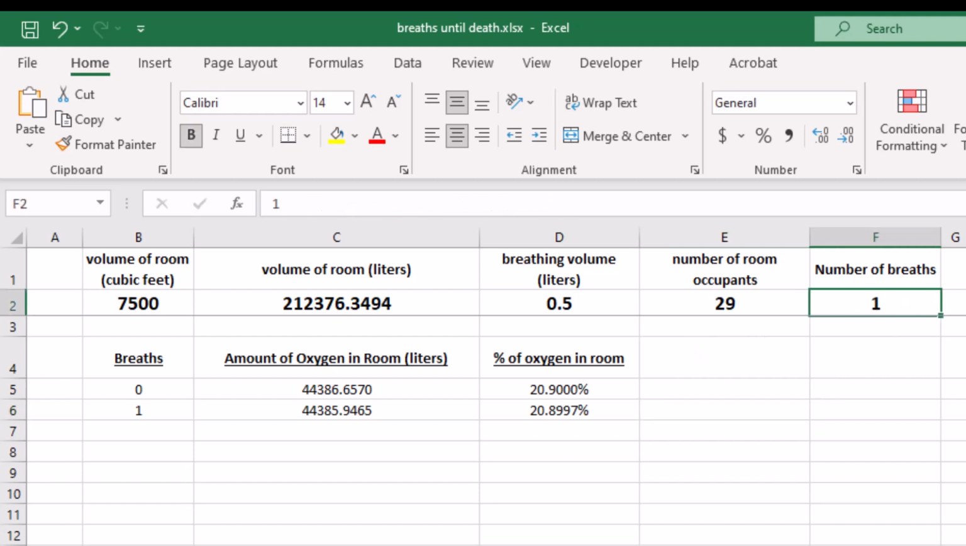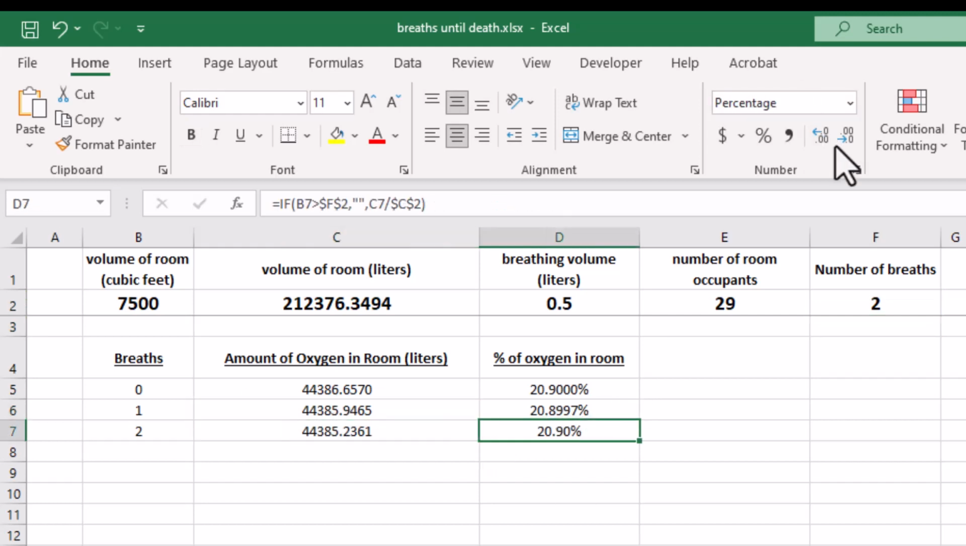If we continue, we can take 2 breaths and see what happens after 2 breaths. Give it a couple seconds to catch up. Now, again, the amount of oxygen went down again. If we give it a couple more decimals, we'll see that it did go down again. It went from 20.8997 to 20.8993, and so forth and so on. I'll change these to the correct number of decimals as we go.